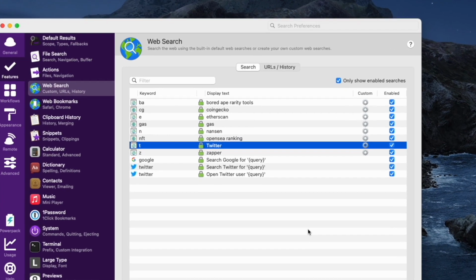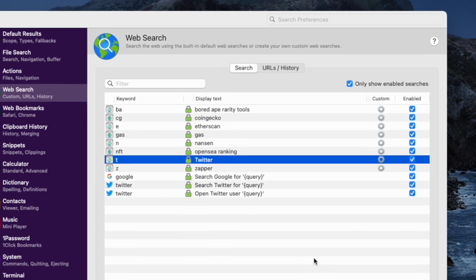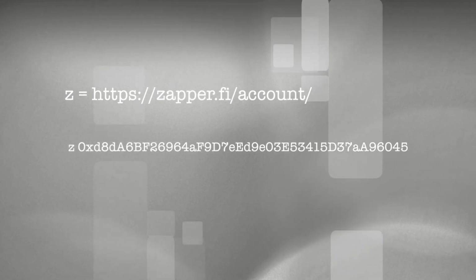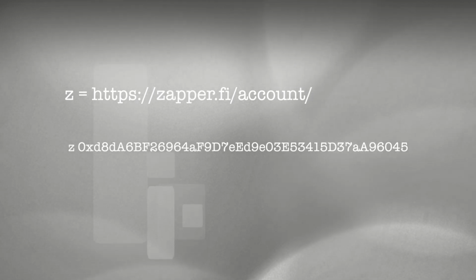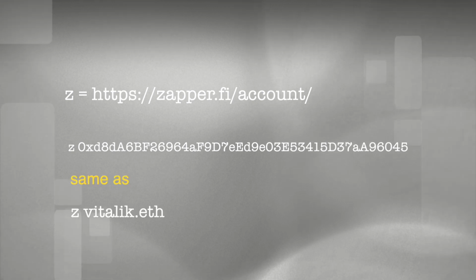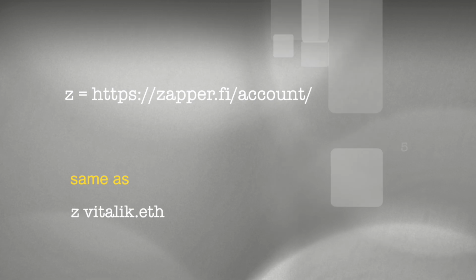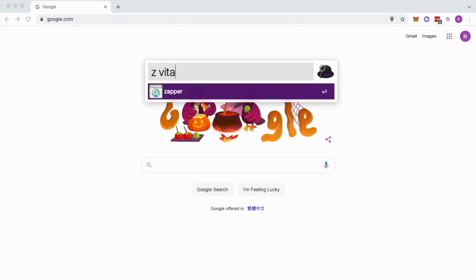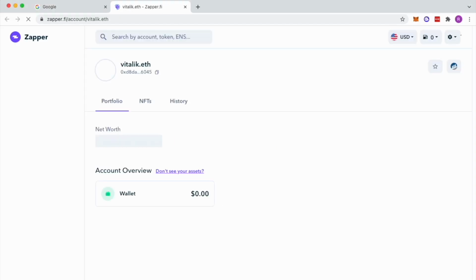Let's take a look at some other examples, focusing specifically on crypto resources. For Zapper, we can use the keyword Z and then have the query variable on a specific 0x address. Do note in this example, you can also type in their ENS as the query parameter, for example, vitalik.eth. This will allow you to quickly jump and view the assets and NFTs of that particular profile.